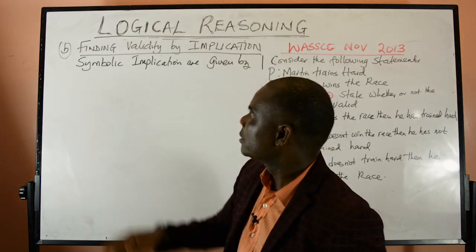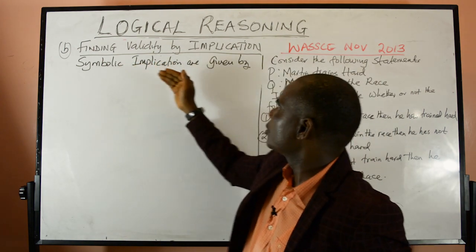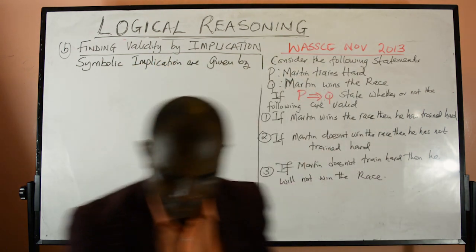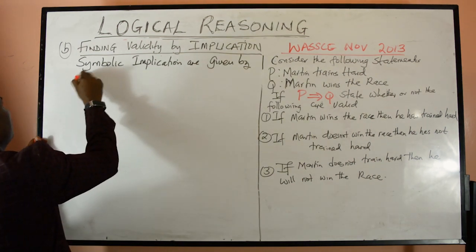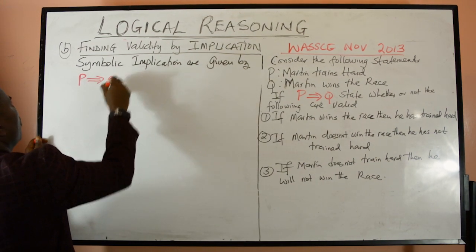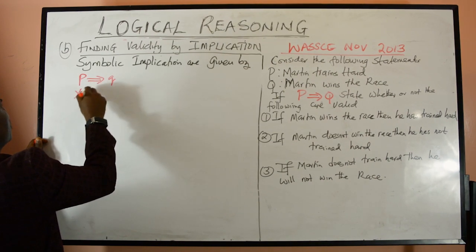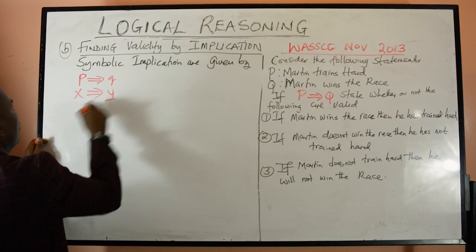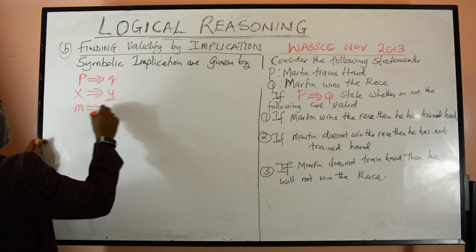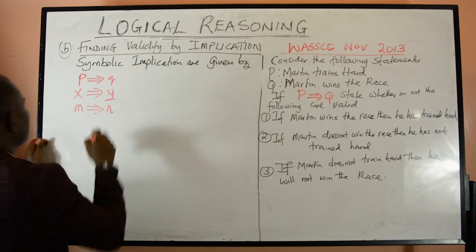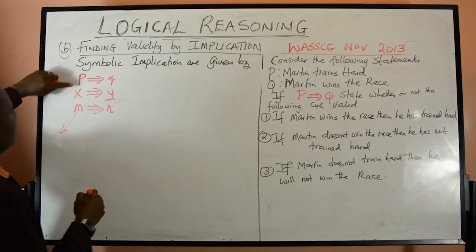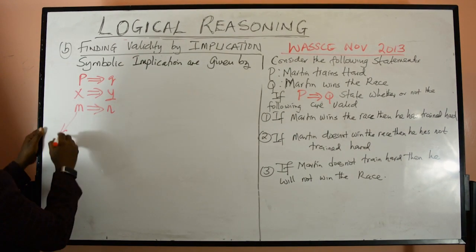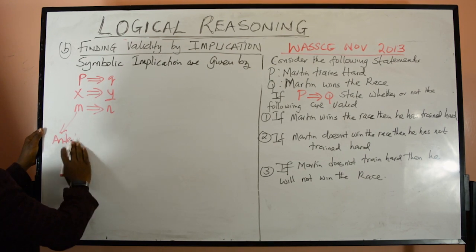Symbolic implication is given by the following. You can have, let's say, P implies Q, or X implies Y. It could be M implies N. In this case, in all these statements, the first letter is called the antecedent. We have the antecedent.